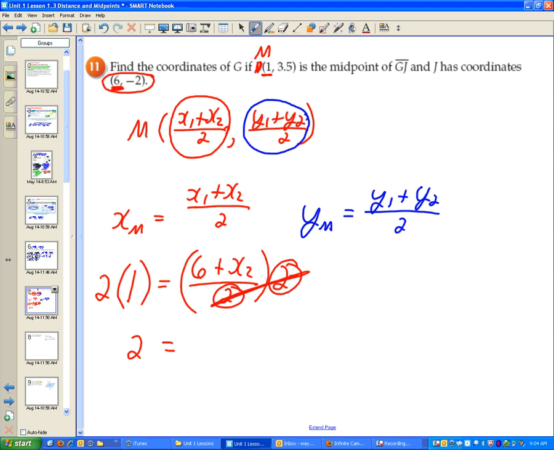Does the denominator of 1 do anything? So I get 6 plus x2. Can't I now just subtract 6 from both sides and get x2? So what's 2 minus 6? So negative 4 equals x2. So now I know the x-coordinate of the other end point. I'm going to do the exact same thing to find the y-coordinate of the other end point. So take time now to write down everything I've got up here and get caught up with me.